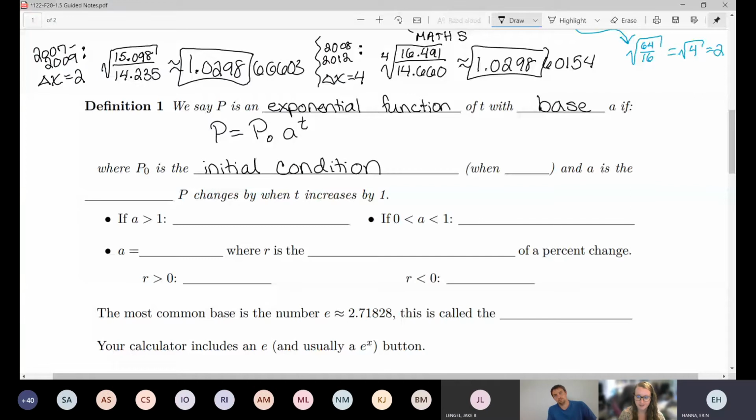There we go. Initial condition. So P naught is the initial condition, which can also be thought of as when t equals 0.